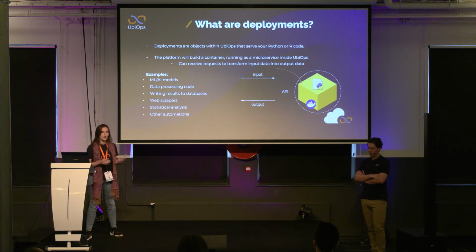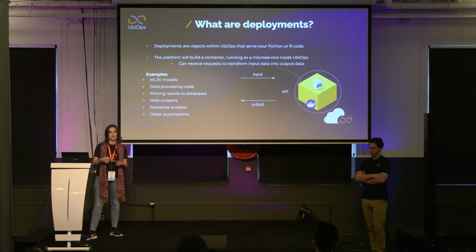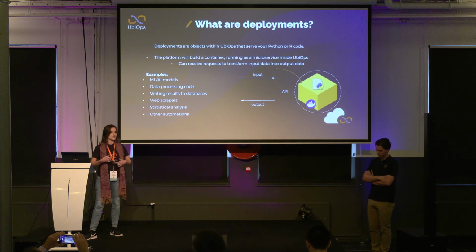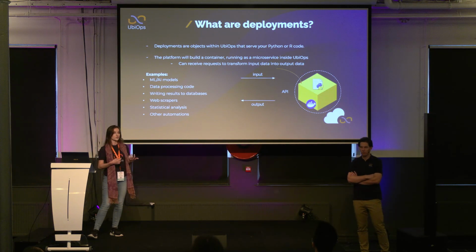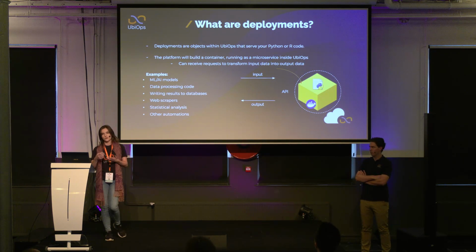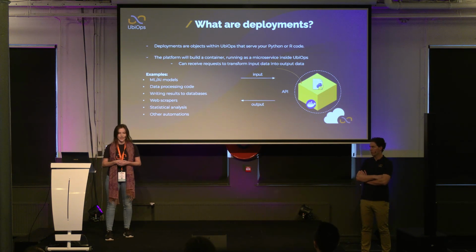So just to know how this works, I want to quickly explain what deployments are in UbiOps, because I'm going to show you how to create one. Deployments are objects within UbiOps that actually serve your code. It supports any kind of Python or R code. It doesn't have to be a pre-trained model like I'm going to show today. It can even be something as simple as a data processing step. And what UbiOps will do is turn that piece of code into a scalable microservice that has its own API endpoint that we can send data to.